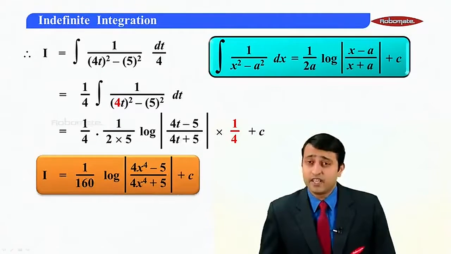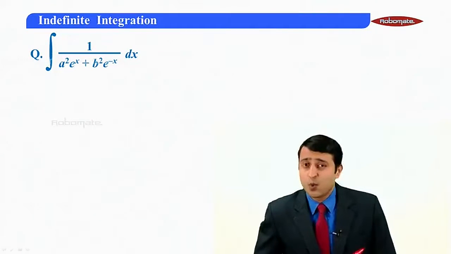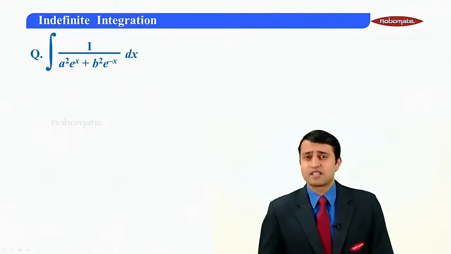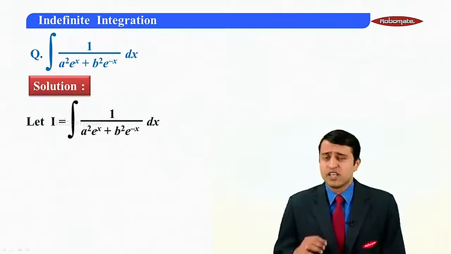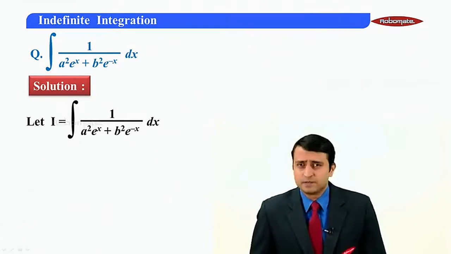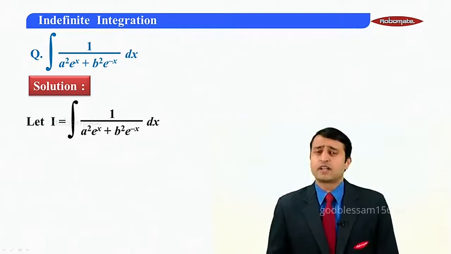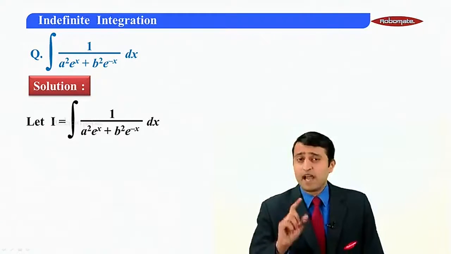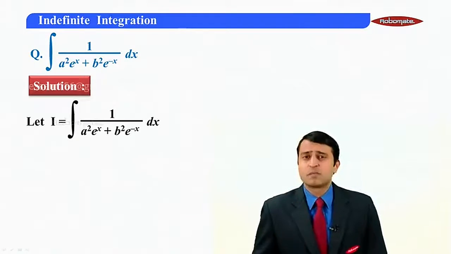Now what have we in store? There are certain sums which are like this: 1 upon a square e raised to x plus b square e raised to minus x dx. Let's see the solution. Now my dear students, if I copy the question here, very clearly I see a function in the denominator but I don't see any function in the numerator. So my first step cannot be substitution. I need to do some simplification.